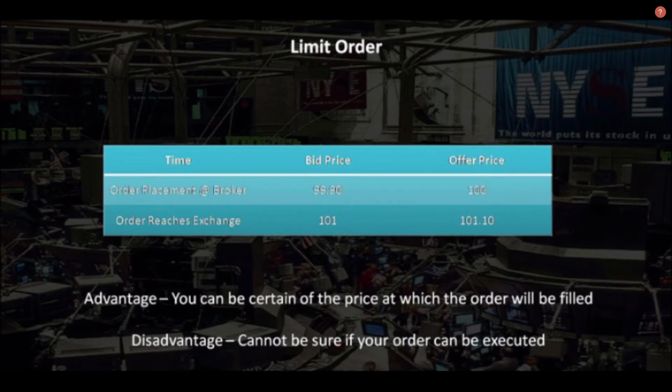For example, if you want to buy a security at 100, but by the time your order reaches the exchange, the prices go up and do not come back, then your order will not be executed.